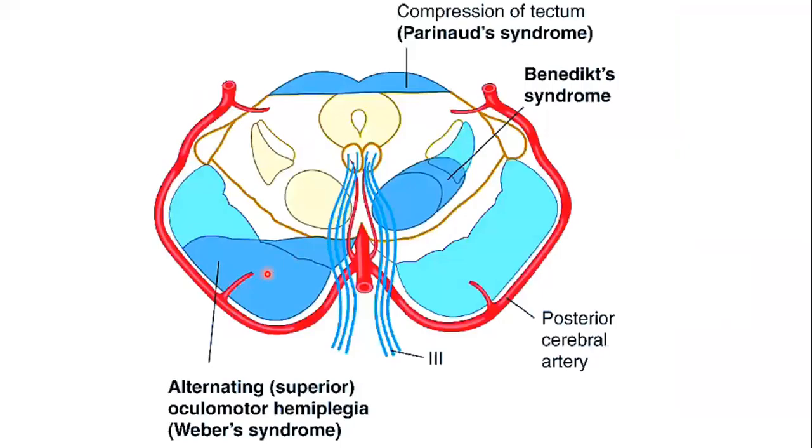This is the Weber syndrome, right? This is the lesion of this area, which is what? This is which nerve? Oculomotor nerve. And this is the area. This is some motor fibers. And this main feature is the alternating or the superior oculomotor hemiplegia or the Weber syndrome.